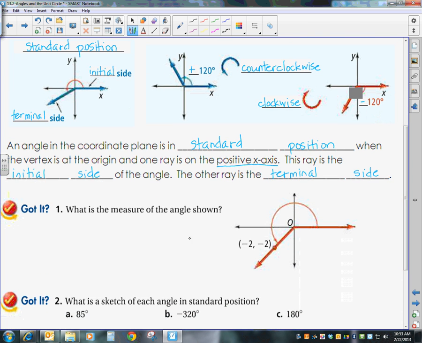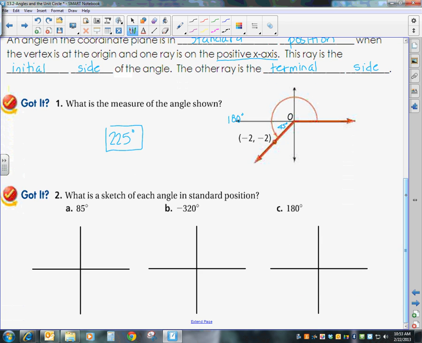So we have a picture here of an angle, and they want to know what the measure of the angle is. So we're starting at the positive x-axis. Hopefully everybody knows that if we turn face about, that's 180 degrees. Then you can see that if I'm at (-2, -2), I have gone to the left 2 and down 2, which means that these two are the same, and this is halfway between, making that 45 degrees. So the whole angle is going to be 225 degrees.